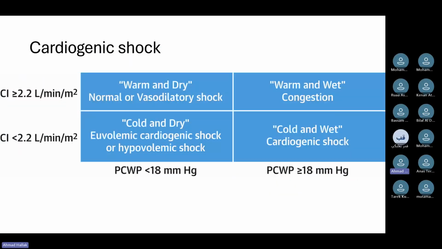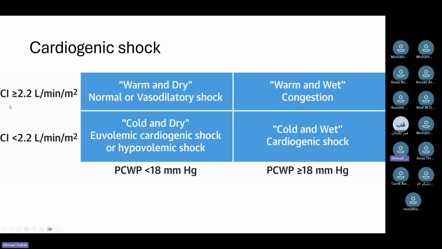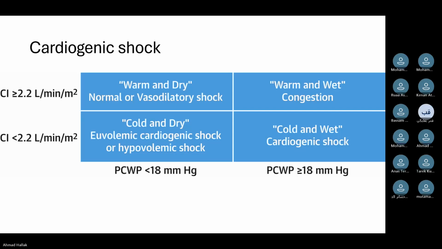This is just a very basic diagram to talk about cardiogenic shock. It's characterized into 4 possibilities: you're either warm and dry, warm and wet, cold and dry, or cold and wet. And this is all based on your cardiac index. The cardiac index is your cardiac output divided by your body surface area. Using the index is a way to try to normalize for the extremes of body weight, but again, it can be erroneous in the extremes of body weight.